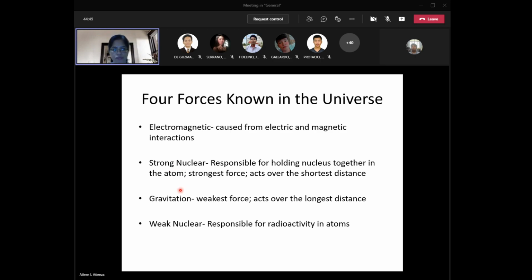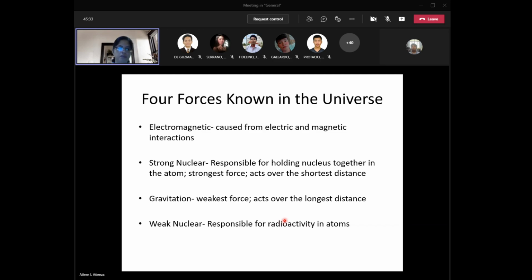force. Okay. And then we also have the gravitational force, which serves as the weakest. Ito pa siya yung pinaka-weakest talaga. Weakest force, natural force. So this one acts over the longest distance. Though this one serves as the weakest, but then acts over the longest distance. Okay? And then the last one would be the weak nuclear force, which is responsible for the radioactivity in the atoms. Okay, so we'll be talking of radioactivity. This one is, if I'm not mistaken, chapter 3.